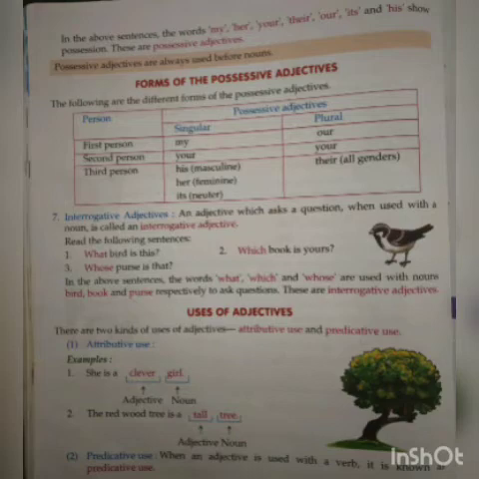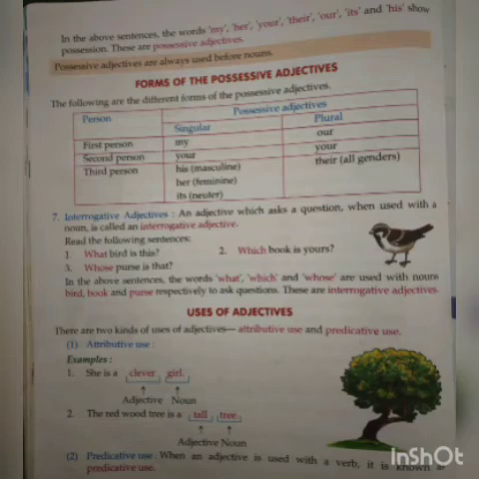attributive and predicative. There are two kinds of uses of adjectives. Adjectives in a sentence are used in two ways. One is called attributive and the other is predicative. So how to identify which one is attributive and which one is predicative? Now, attributive: when an adjective is used with a noun, it is called an attributive adjective. It must be used before a noun. When an adjective is placed before a noun, it is called an attributive adjective.